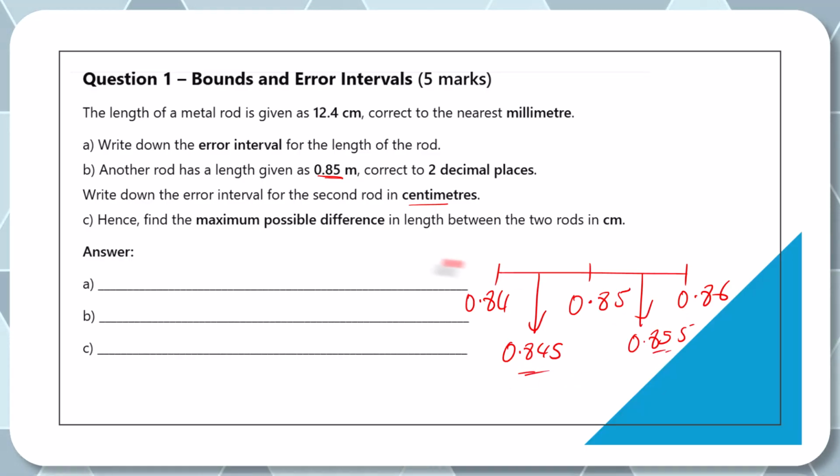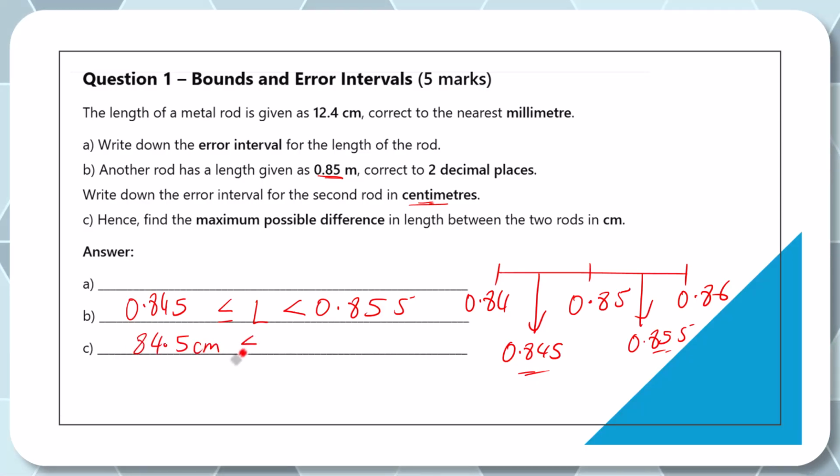Okay, now write down the error interval for the second rod in centimeters. So the error interval is this. I'm going to say the length is bigger than or equal to 0.845 and is less than 0.855. These are in meters. We need to times them by 100 to change them into centimeters. This is it. So this is the upper bound and this is the lower bound and so on.